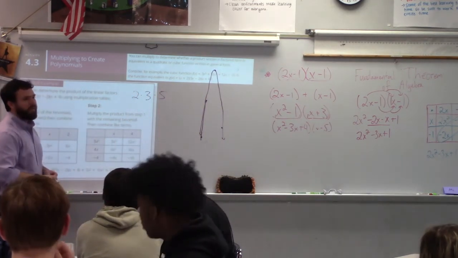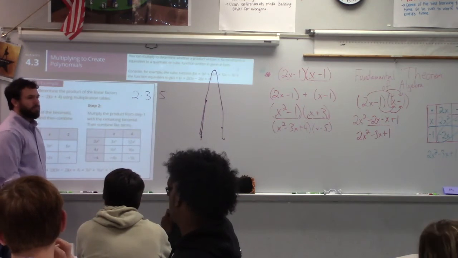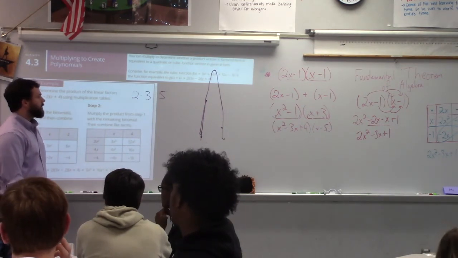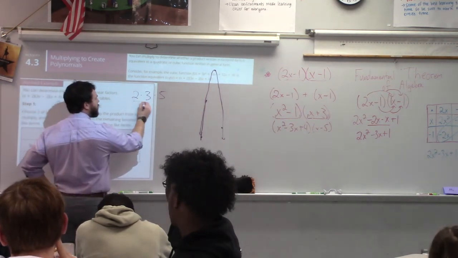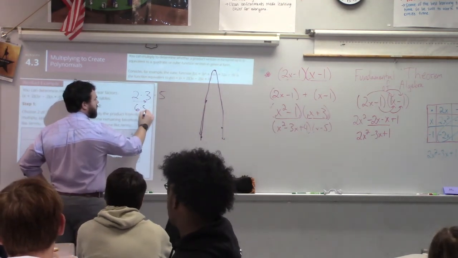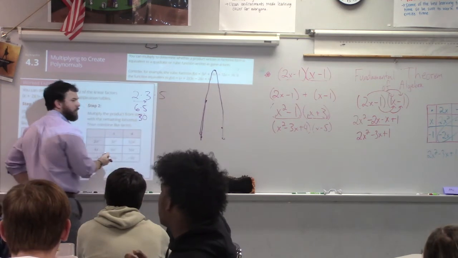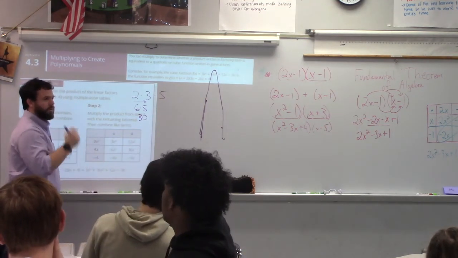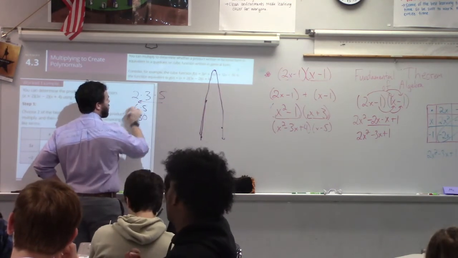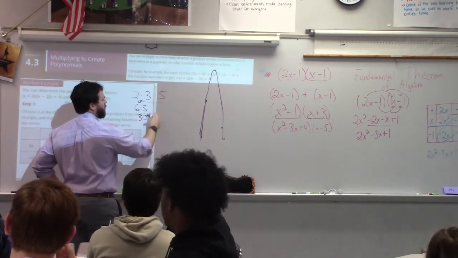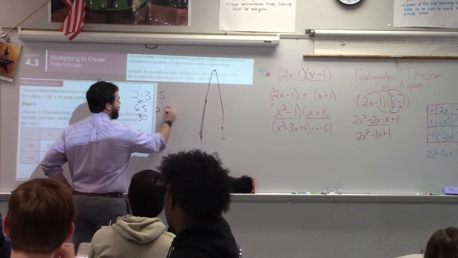2 times 3 times 5. How could I multiply these 3 numbers? From left to right. Okay, so I could go from left to right. So I would start with 2 times 3, which is 6, times 5, which is 30. Notice how many did I multiply at a time? 2. Just 2. Right? Could I go from right to left? What's 5 times 3? 15. And then I have 2 times 15, which is? 30.